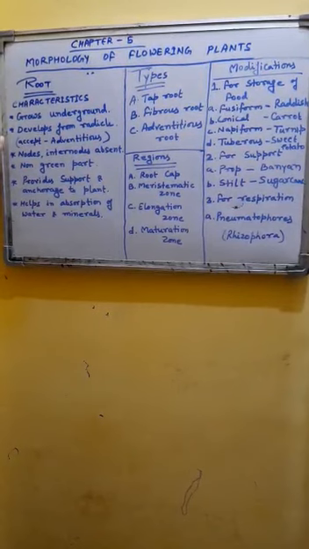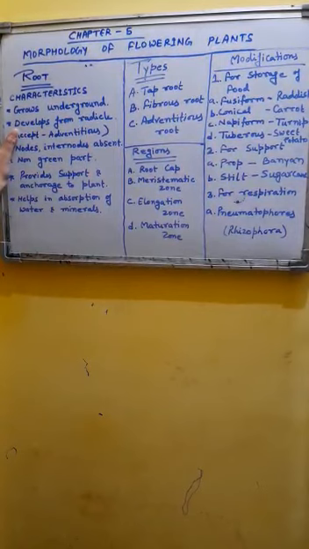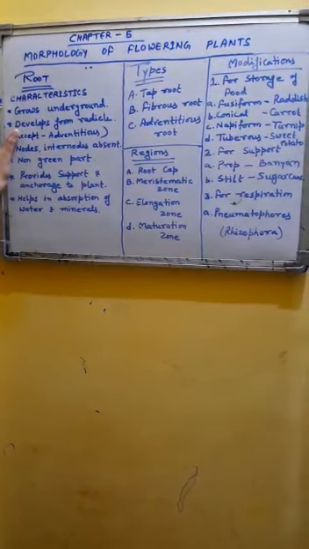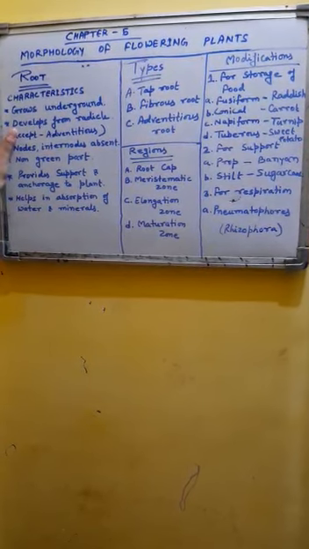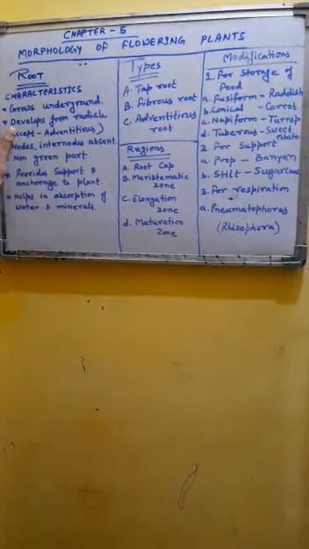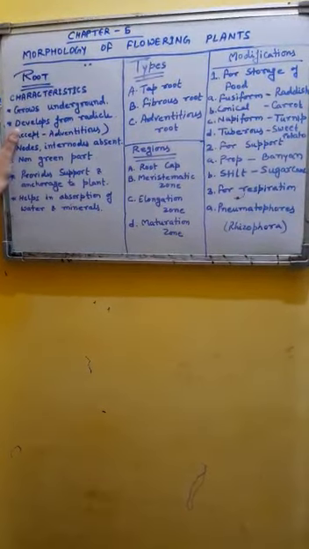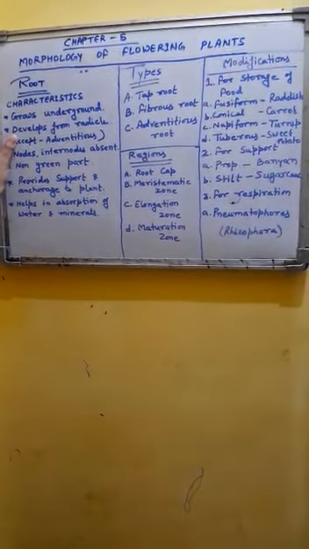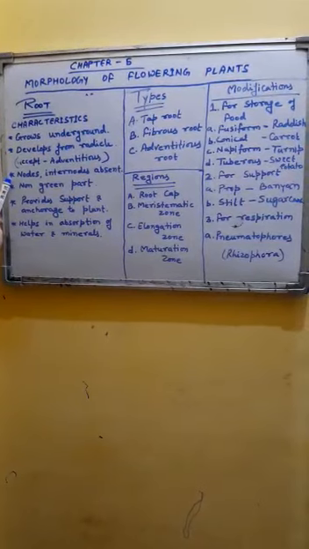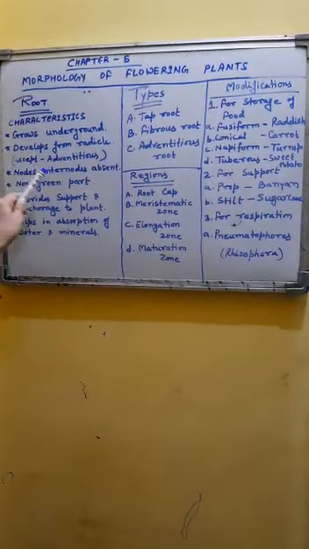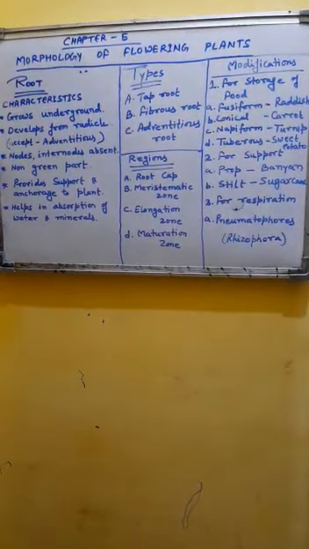Root develops from the radicle. Again, the exception is adventitious root. Adventitious roots are exceptions which grow from any part other than the radicle. These do not grow from radicles, but in general, roots develop from the radicle. Roots lack nodes and internodes. Nodes and internodes are absent in roots.